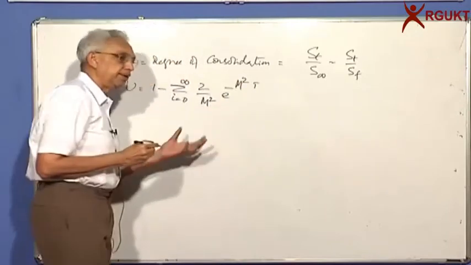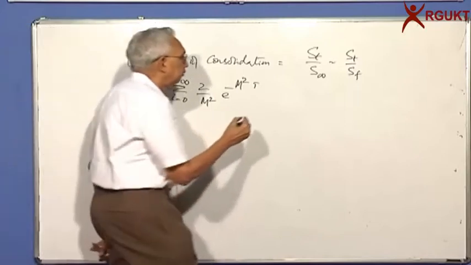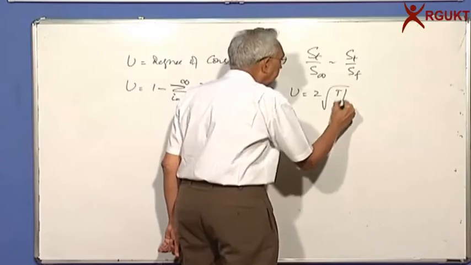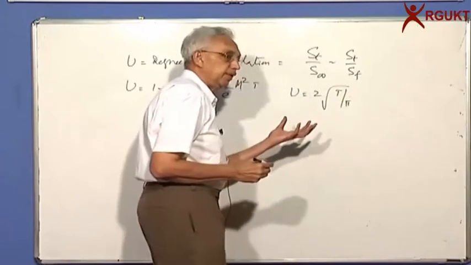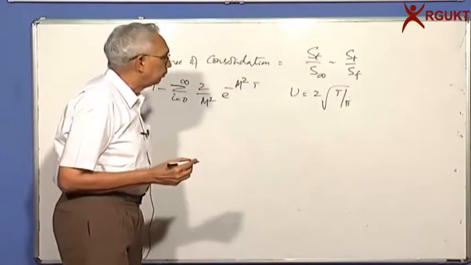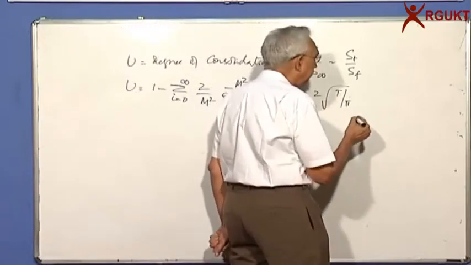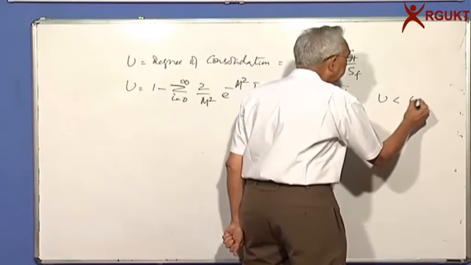But you don't have to remember all that. Much easier to remember U is equal to 2 root T by pi. We said that when you plot on a square root of time plot, you get a straight line. So U is proportional to square root of time for U less than 60%.